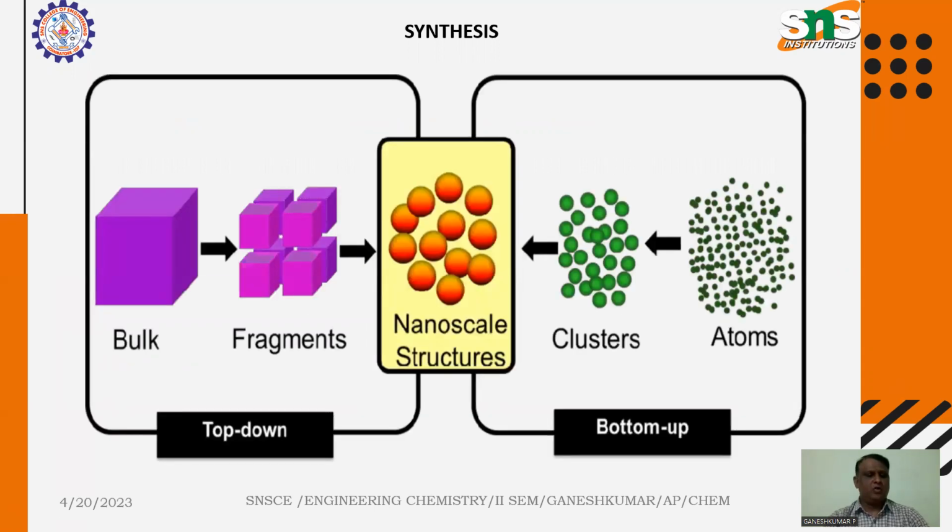What is the top-down method? There is a bulk material, and the bulk material is broken down into smaller fragments and into nanostructures. That is, a larger one is broken into a smaller one. We call it the top-down method. And when we are aggregating or consolidating small atoms into a nanocluster and into nanostructures, we call it the bottom-up method.